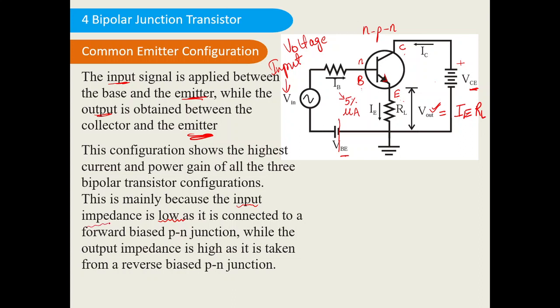Input impedance means input resistance is low. Why? Because it is connected to forward bias PN junction, while the output impedance is high. Why is output impedance high? Because it is connected in the reverse bias condition. So negative connected to positive, positive connected to negative. So this is the reverse bias condition. That's why output impedance is high, while input impedance is low.